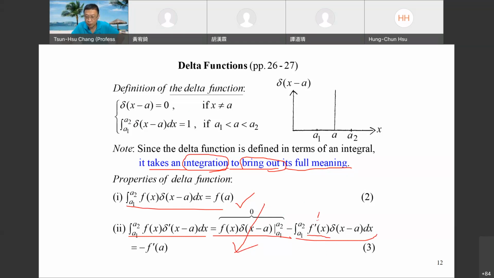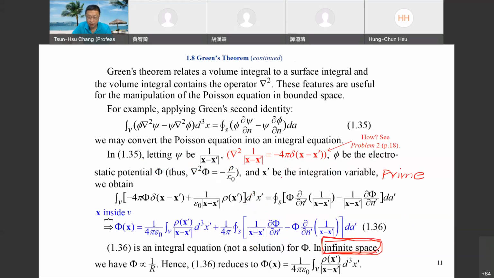Except here we have a prime. So here we have a prime, which means the first derivative. Double prime means the second derivative, differentiating twice. Okay. But remember, go back. Here we have a prime system. It doesn't mean it's the derivative of x, which means another coordinate system.